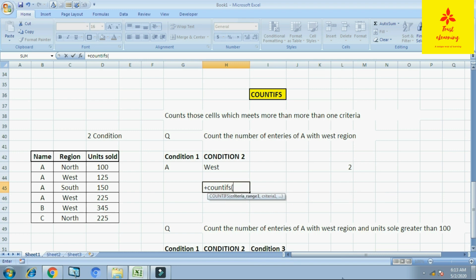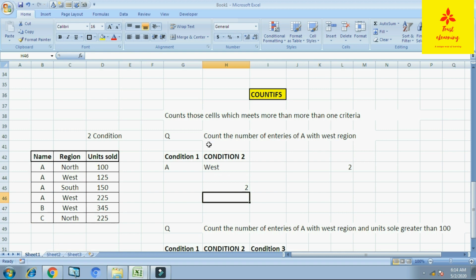COUNTIFS. Now again it asks for the conditional range and criteria. First condition is the person name should be A, so this is my conditional range and the name should be A. Then the second condition is the region should be West, so this is my second conditional range and the region should be West. I'm closing this bracket. It gives me an answer of 2.